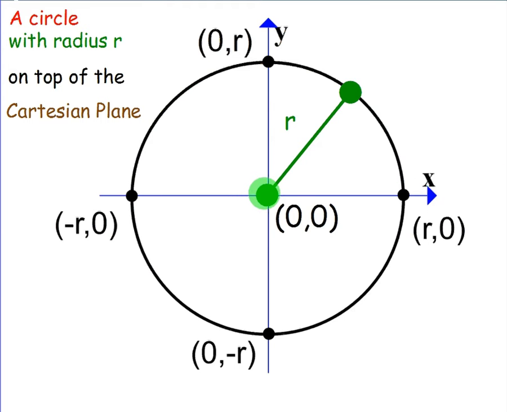Next, the next point would be 0, r. So the x value would be 0, the y value would be whatever your radius is, and then these other 2 points would be negative x because it's to the left and negative y because it's down at the bottom.